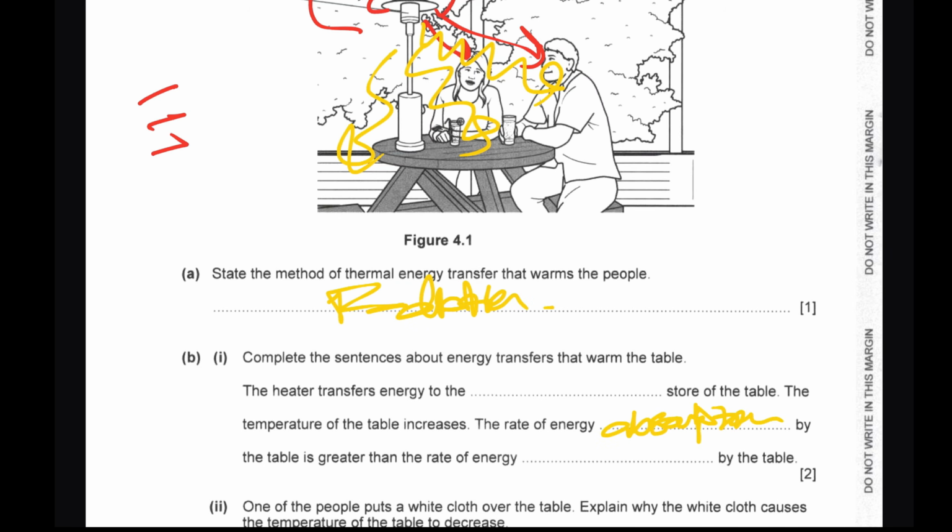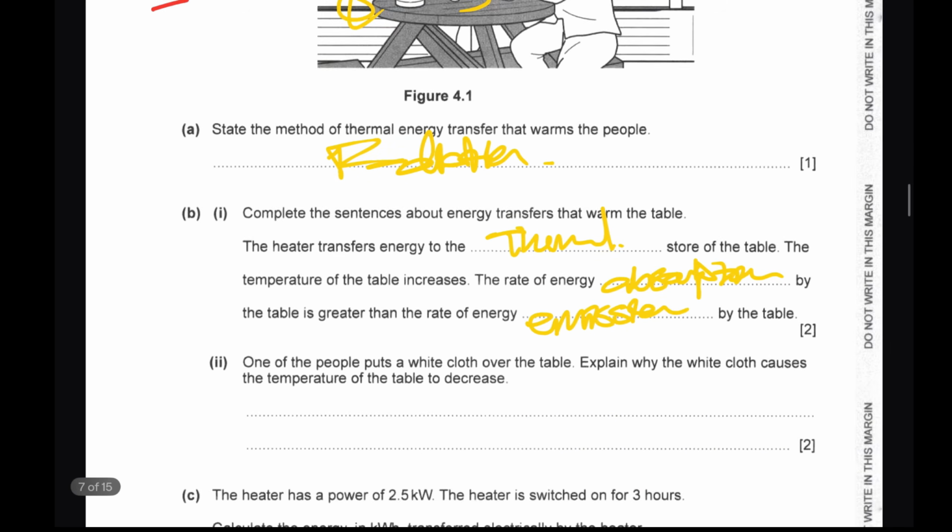Absorption by the table is greater than the rate of energy emission by the table, and transfers energy to the thermal store. Okay, yeah. Basically, it's thermal energy stored in the table. That's why you get this as the answer.